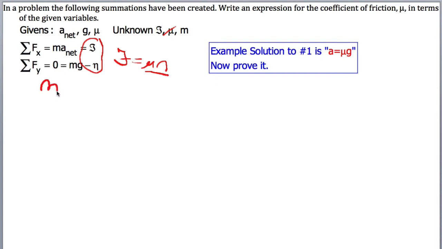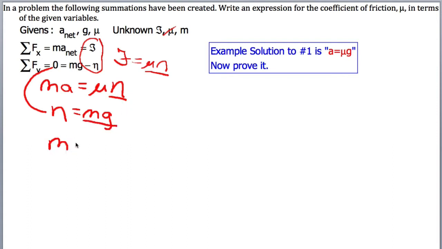So that becomes ma, or ma net, is equal to mu times eta. Then I'm going to take the second equation here and solve that for eta. So eta is equal to mg. Now that I have that, I'm going to substitute. I'm going to replace the eta in this equation with mg. So ma is now equal to mu times mg.